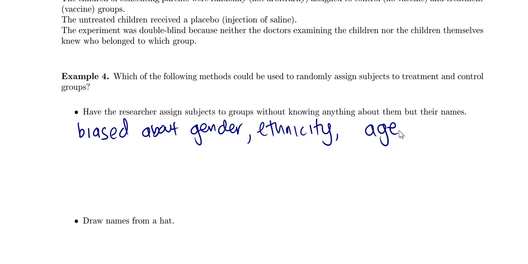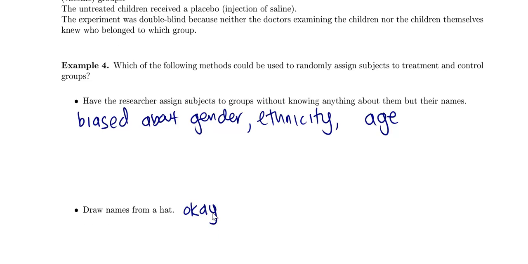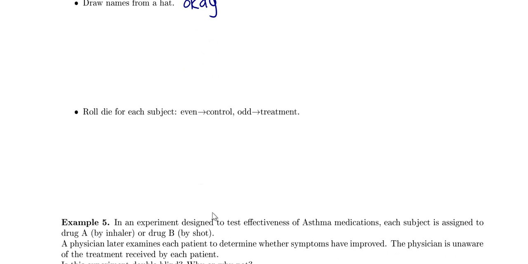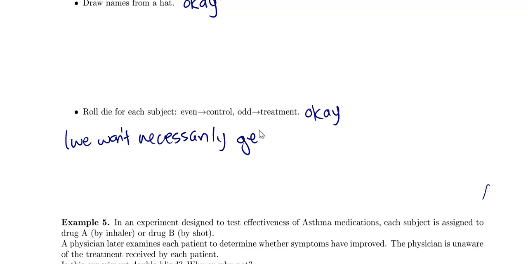The next one, draw names from a hat. That would actually be okay. Shouldn't get too much bias if we just draw names from a hat. And the next, roll a die for each subject. Even numbers go to the control group, and odd numbers go to the treatment group. This would also be an okay method because it has nothing to do with the actual person, so we shouldn't be biased in any way. Now, someone has pointed out before that we won't necessarily get the same number of people in each group.